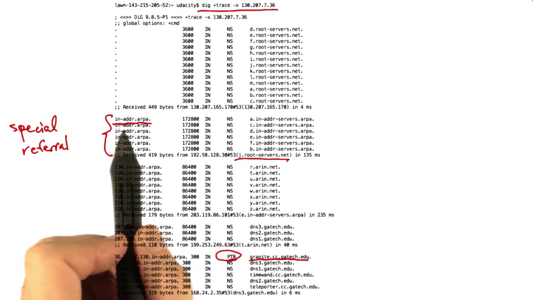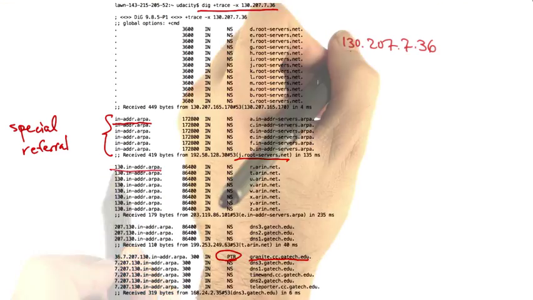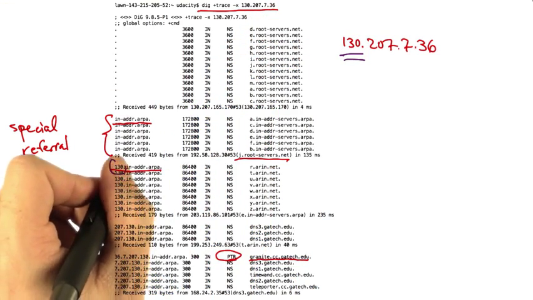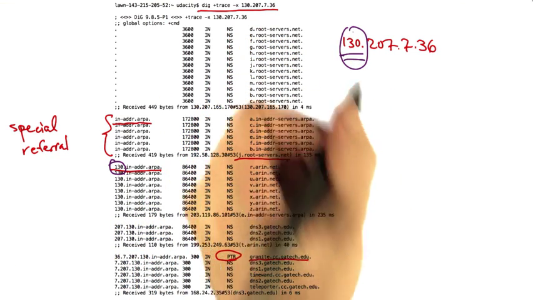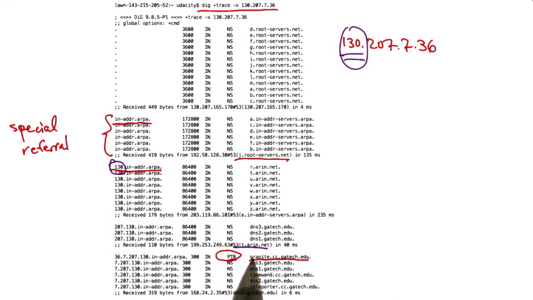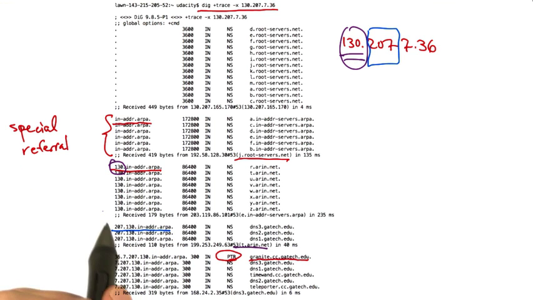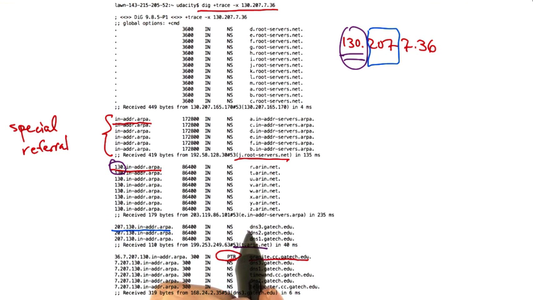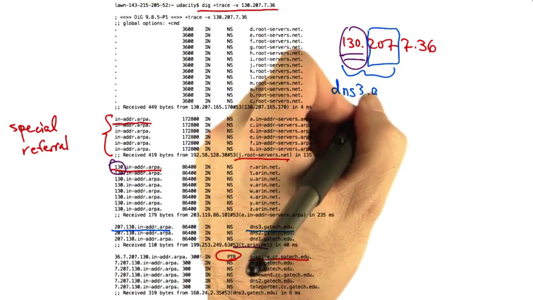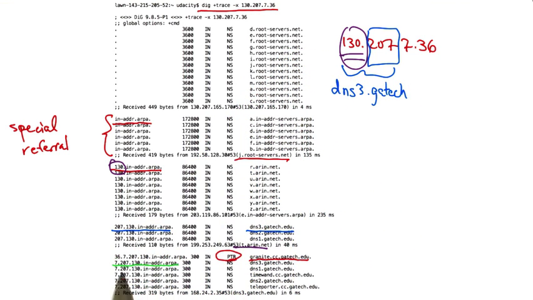So here we see a referral to in-addr.arpa. Subsequently, we see a referral to 130.in-addr.arpa, corresponding to the first octet of the IP address. Next, when we ask ARIN about 130.in-addr.arpa, we receive another referral, which is to 207.130.in-addr.arpa, and because 130.207 is allocated to gotek.edu, ARIN knows that the appropriate referral for this part of the address space is to dns123.gotek.edu.